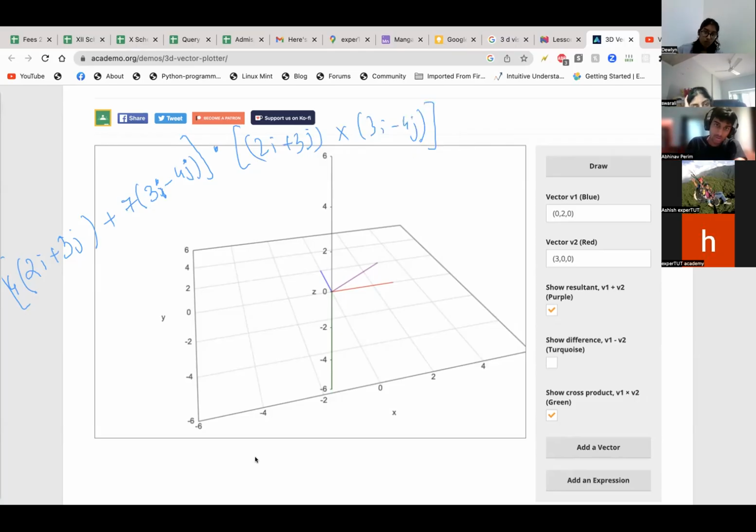Here in between there is a cross. You're reading it right. What is this red one? It is a cross. And what is this red one? It is a dot. Think about it, you'll get it. The first bracket has a plus in between, so that's a linear combination of 2i plus 3j and 3i minus 4j, which lie on the same plane. They lie on the same plane.